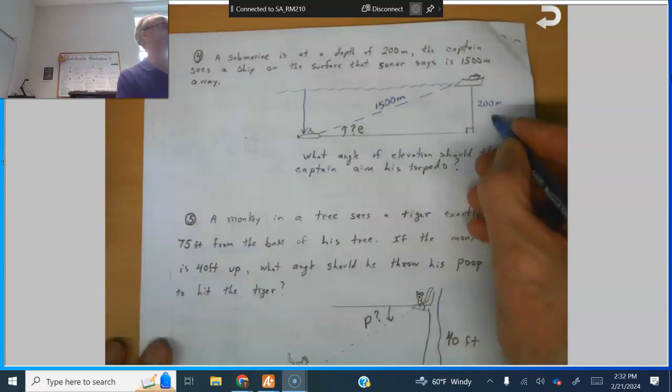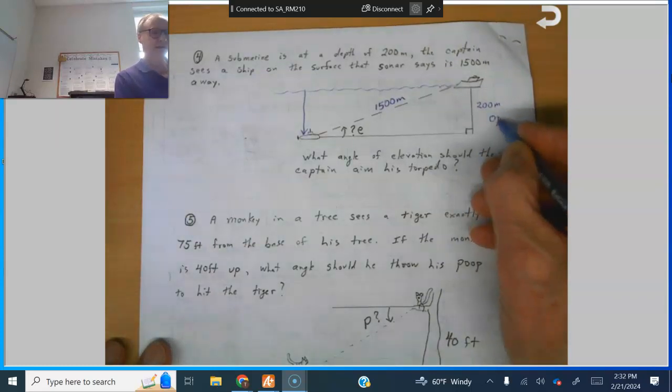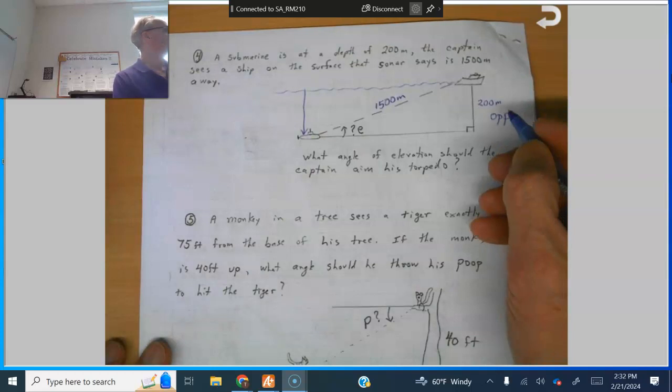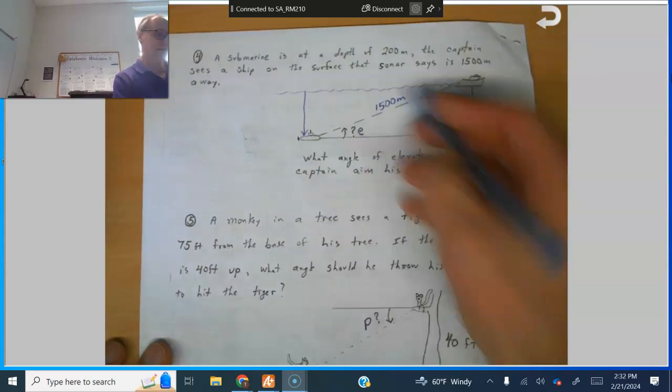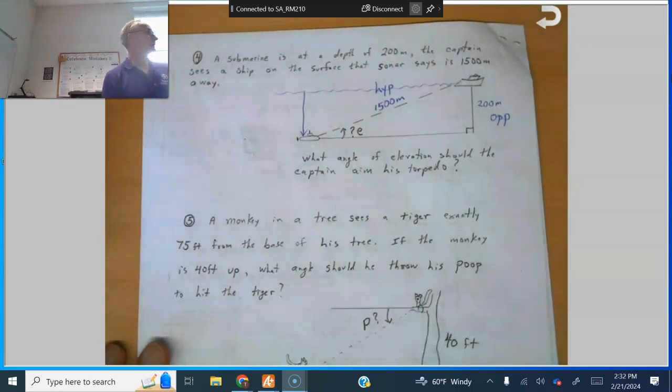Okay, what is this one, guys? What side? Opposite. And this one? Hypotenuse. So we're using sine.